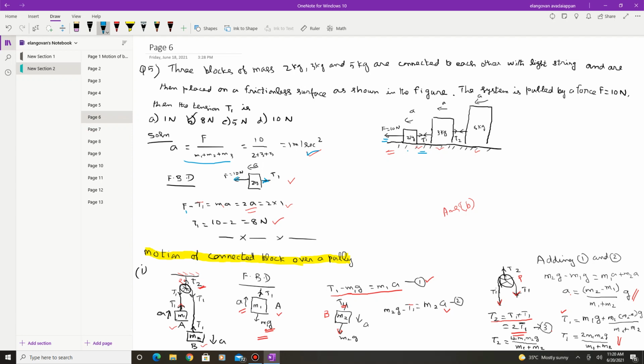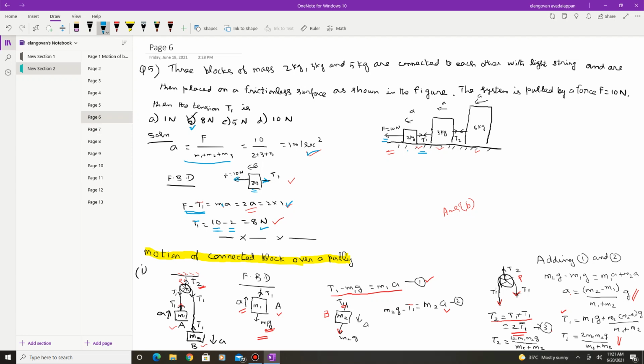So F minus T1 is equal to mass times acceleration, so M1 times the acceleration. M1 is given as 2 kg. Therefore substitute 2 into acceleration 1, so 2 into 1. This is your first equation. Then T1 is equal to F minus this value 2. F is 10, so 10 minus 2 is T1. So the tension of the string can be calculated, which is B. Answer is B.